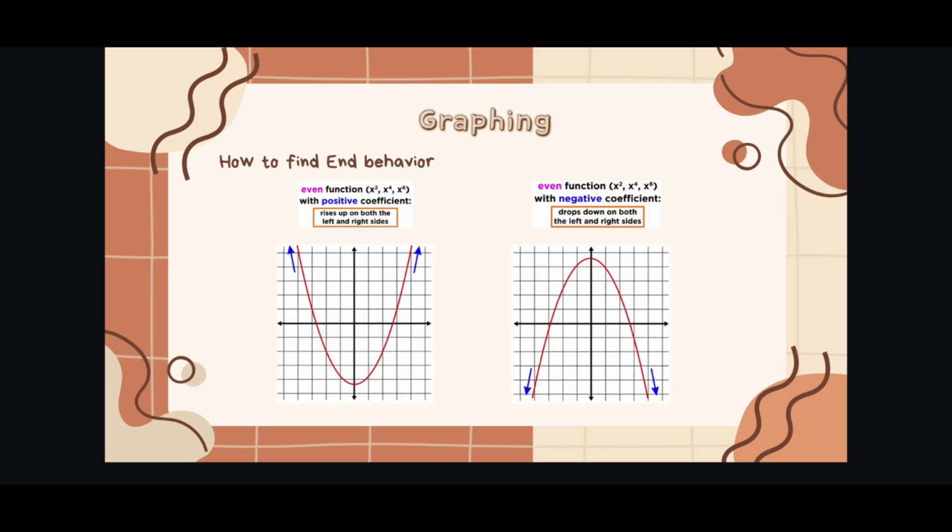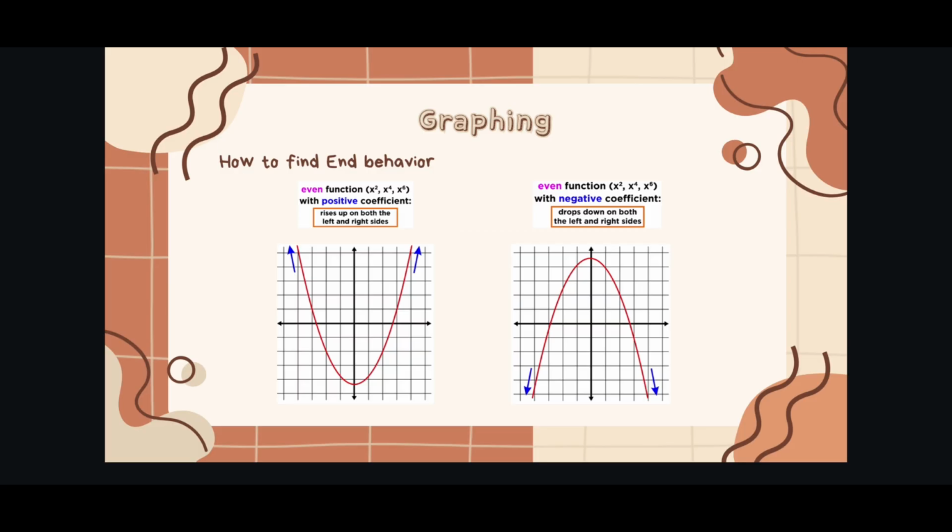So now, this slide shows even degree functions. Examples of even degrees are 2, 4, and 6. For even degree functions, both ends move in the same direction. If the coefficient is positive, both ends go up. If the coefficient is negative, both ends go down. That's why quadratic graphs like y = x² look like a U shape, and y = -x² looks like an upside down U. So remember, odd degree, opposite directions; even degree, the same direction.